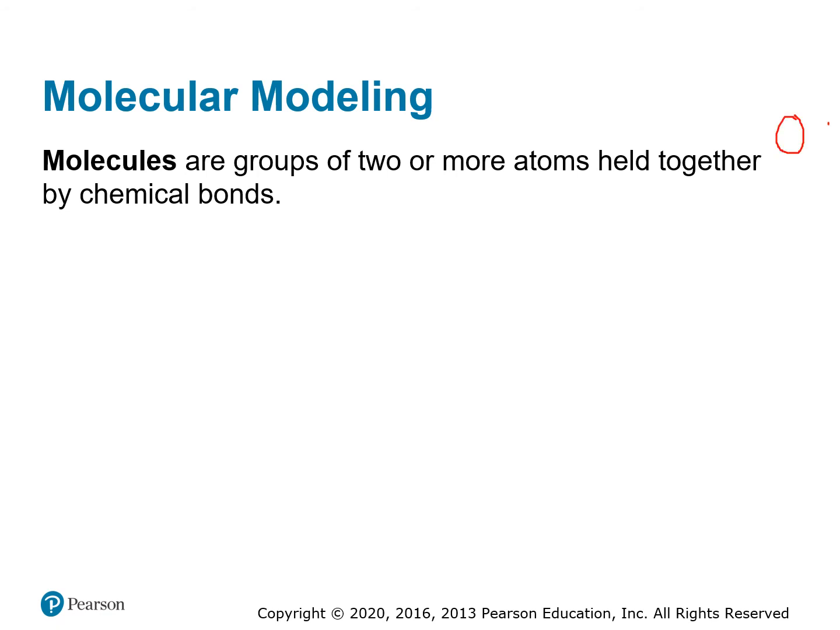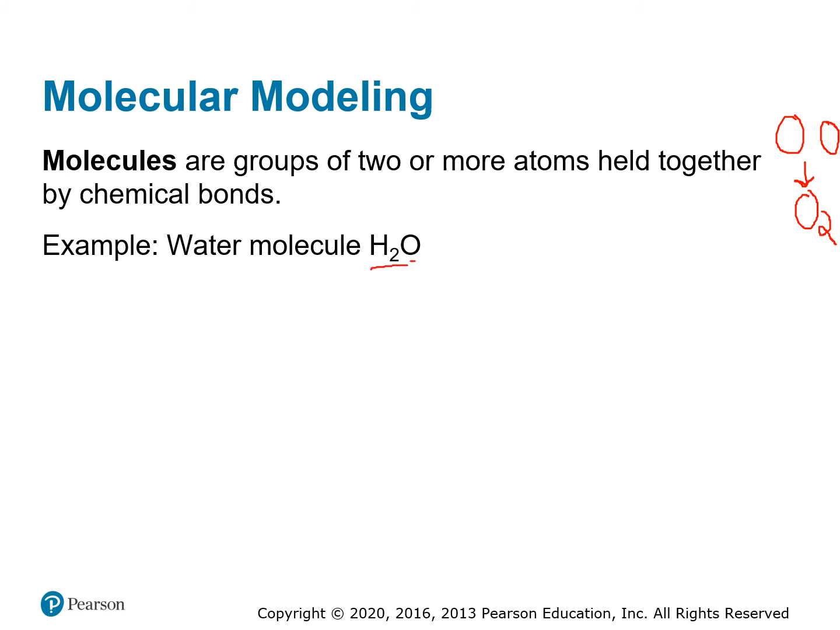Oxygen 1 atom, oxygen 2 atom, they will bond together to form an oxygen molecule, which is O2. Or another example is the water molecule, where you have 2 hydrogen atoms and 1 oxygen atom forming H2O, which is the molecule of water.